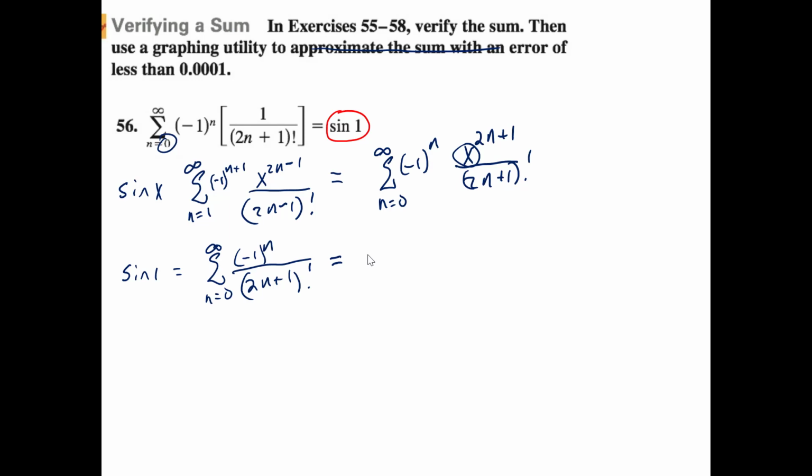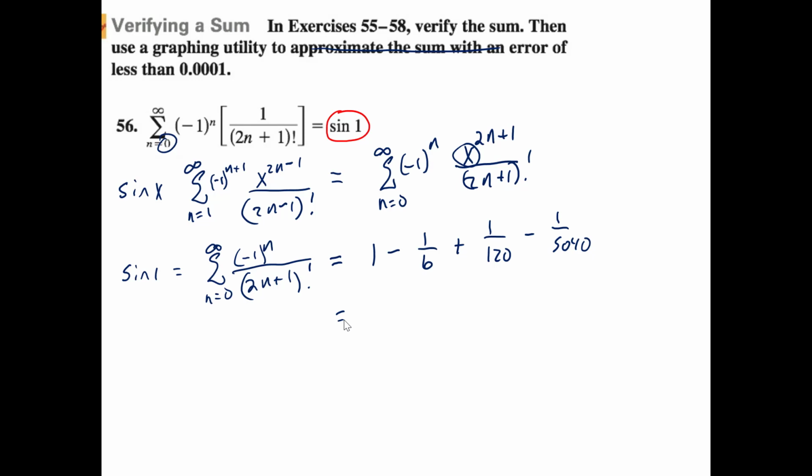So then this will be starting at 0, you get 1, and then minus, when n is 1, you get 1 over 3 factorial, which is 6, plus 1 over 5 factorial, 120, minus 1 over 7 factorial. 7 times 6 times 5 times 4 times 3 times 2 is 5040.